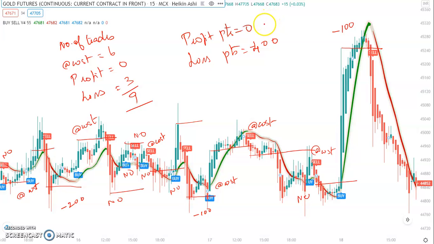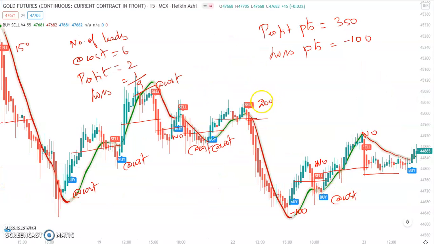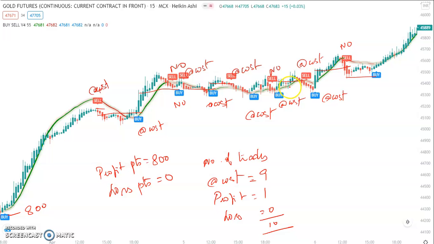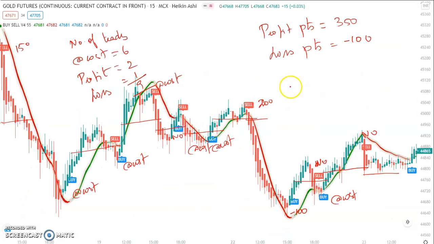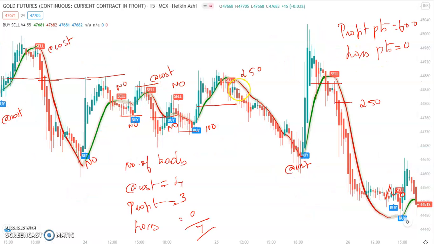Here we didn't make any money in this time period. We lost minus 400 points, and the total number of trades was 9. Again in this time period, which is 19th to 23rd March, 350 points we made and we lost minus 100 points. Total number of trades is 9. And for the period from 23rd March to 26th March, 7 trades, 600 points we made. We didn't lose any points.